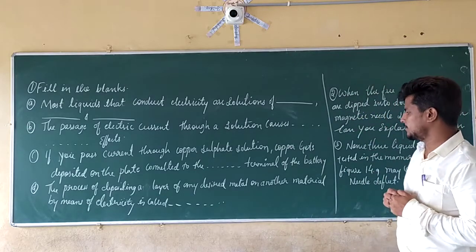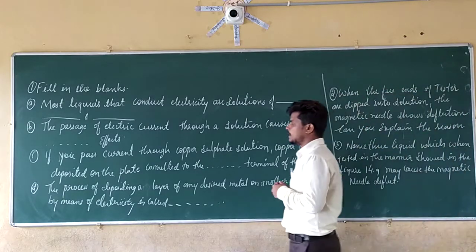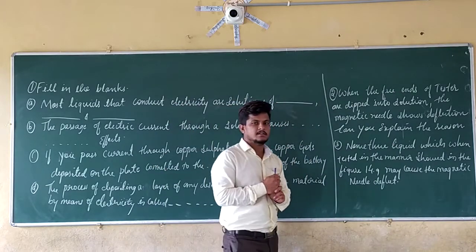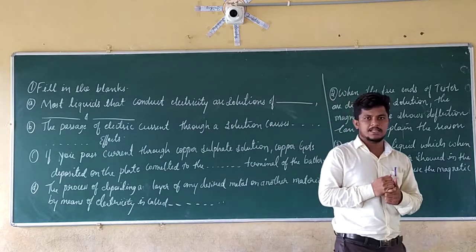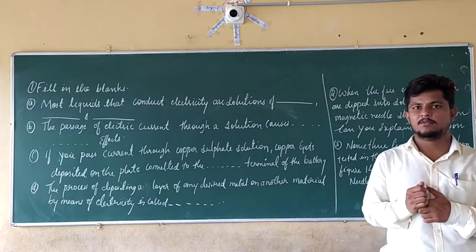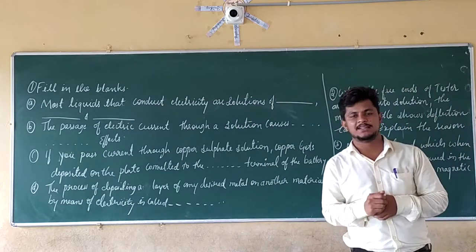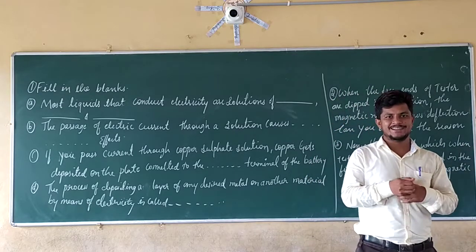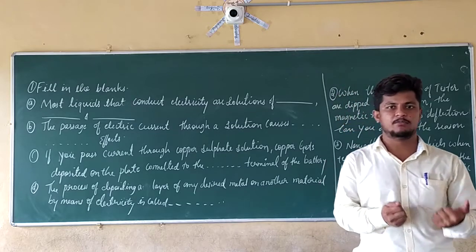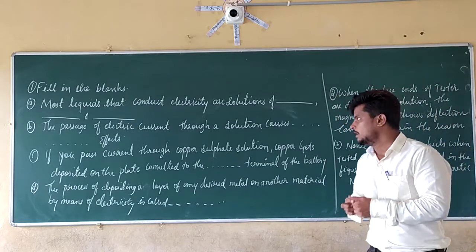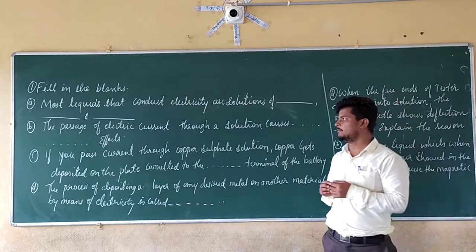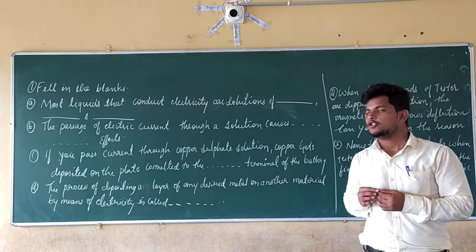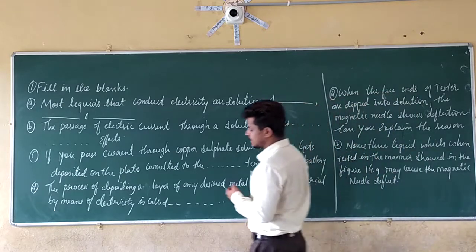In the last class, we completed the chapter named chemical effects of the electric current. I hope everything is clear about that chapter. In that chapter, we discussed what the chemical effect of electric current is. We discussed electroplating, how electroplating is done, as well as some uses of electroplating. In today's class, we are going to discuss the exercise questions which are going to come in this topic. So, let's take the first question here.